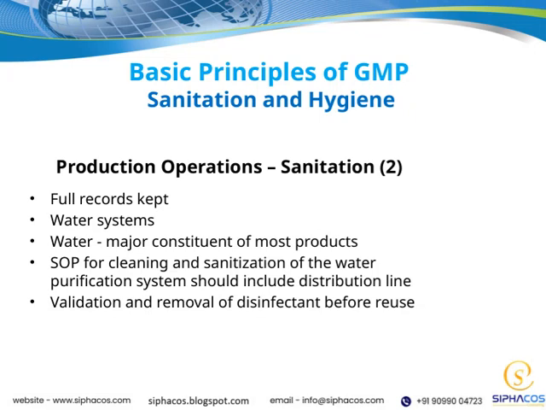Let's talk about production operations related to sanitation, specifically focusing on the importance of keeping full records. Maintaining detailed records is crucial for ensuring accountability and traceability throughout the process. Now, when it comes to water systems, water is a major component in most of our products, so its quality and cleanliness are vital. That's why we have a standard operating procedure, or SOP, for cleaning and sanitizing the water purification system. This SOP should include specific steps for cleaning the distribution lines to prevent any contamination.